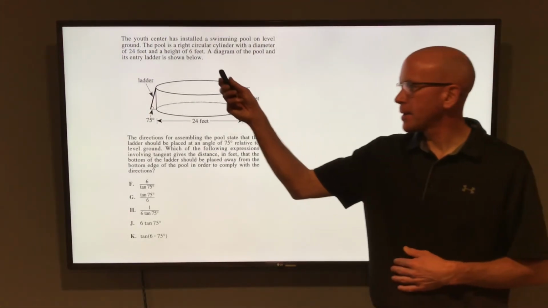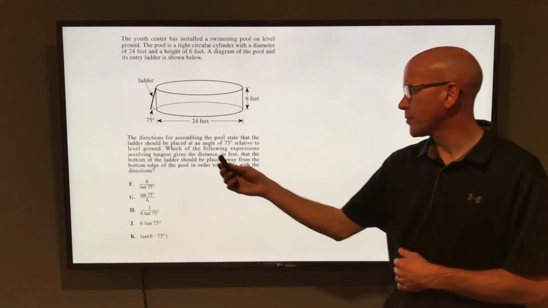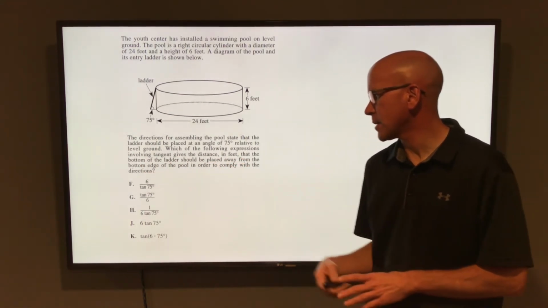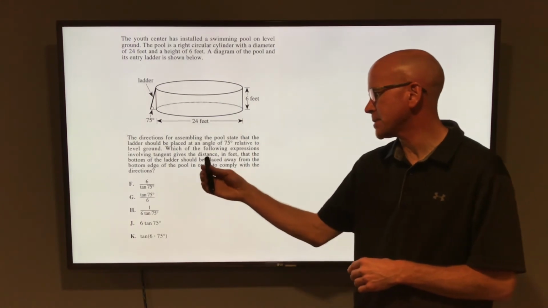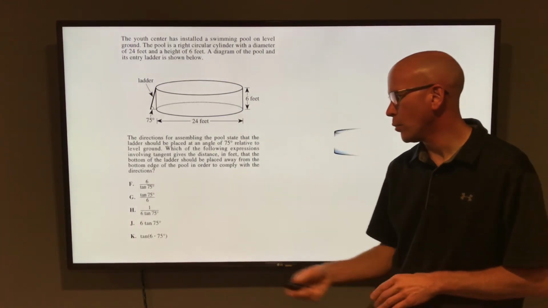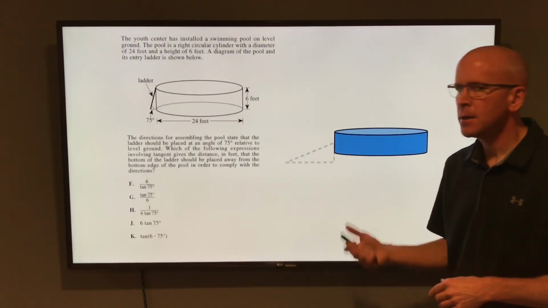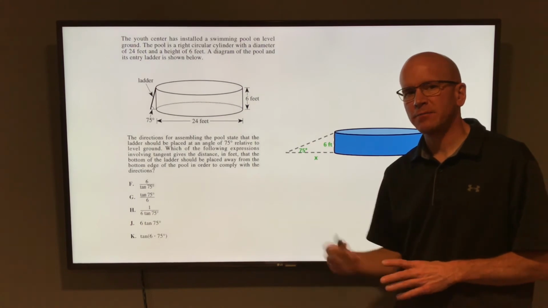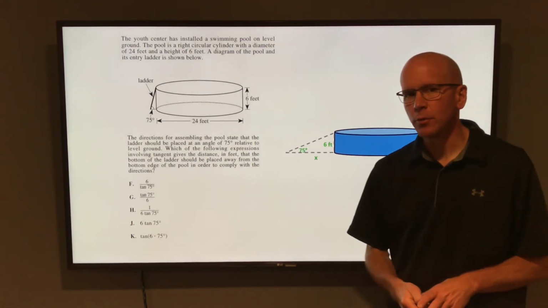Same swimming pool setup, different question. The directions for assembling the pool state that the ladder should be placed at an angle of 75 degrees relative to the level ground. Which of the following expressions involving tangent gives the distance in feet that the bottom of the ladder should be placed away from the bottom edge of the pool in order to comply with the directions? So here's your swimming pool. It's 6 feet tall. Placing that ladder X feet away at an angle of 75 degrees.